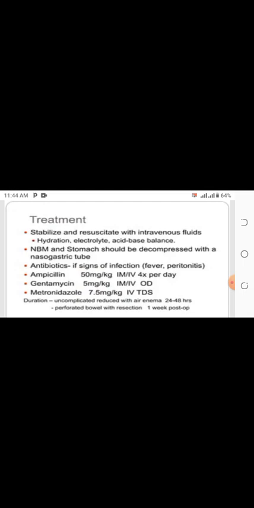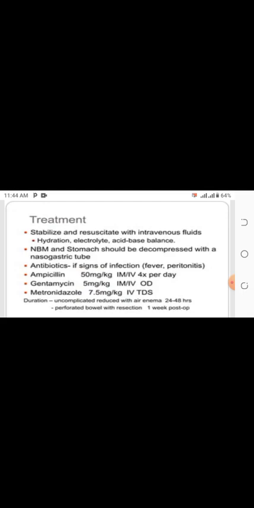For treatment, we have to first stabilize these patients. We have to resuscitate them with IV fluids. We have to hydrate them. We have to make sure our electrolytes and acid-base balance are in normal ranges. We make sure patients are kept nil per os, and the stomach should be decompressed with a nasogastric tube. We give antibiotics in case there is any sign of infection.